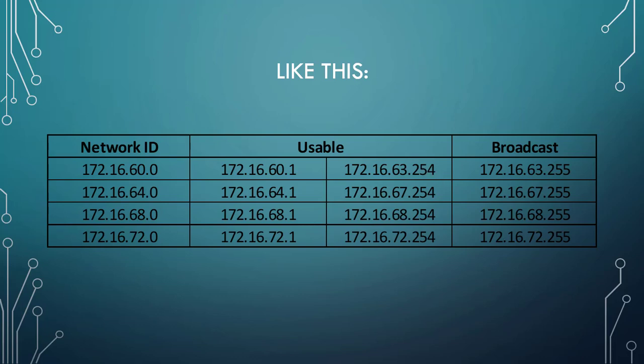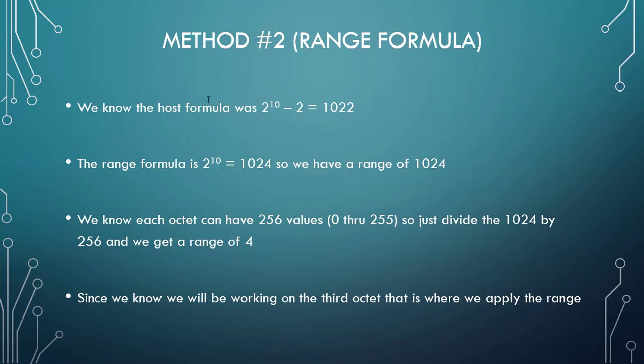All right, now the second way you could do that is if we know the host formula was 2 to the 10 minus 2, we could just take our range formula 2 to the 10, and that gives us 1024. So now we have a range of 1024. We know each octet can have 256 values, 0 through 255. So if we divide the 1024 by 256, we get 4. So that's another way to get your range. You can use any method that works for you, whichever method makes the most sense for you. All right, so let's work another one.